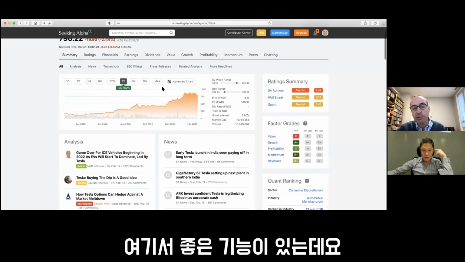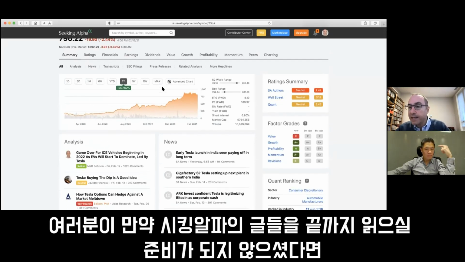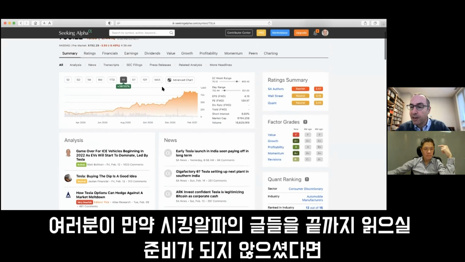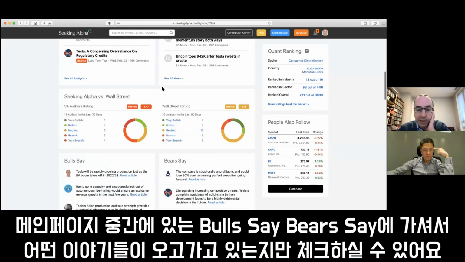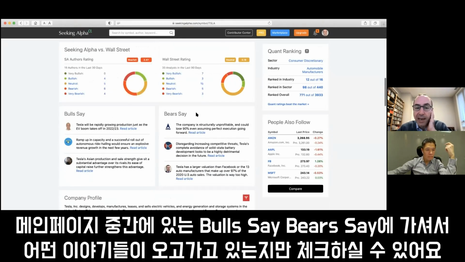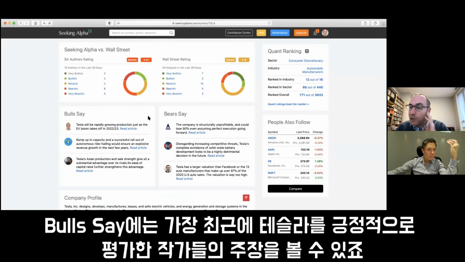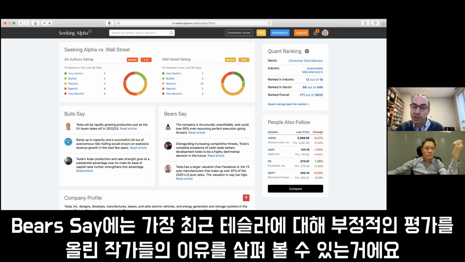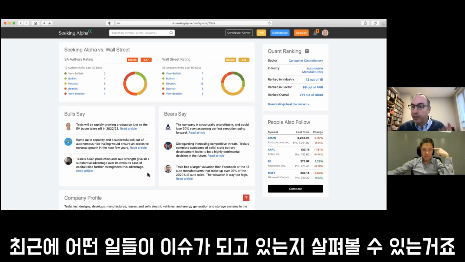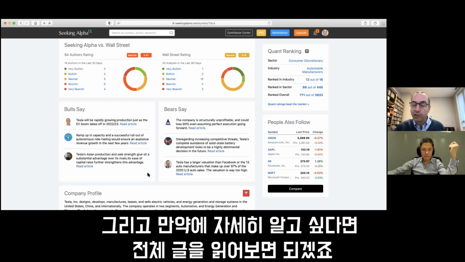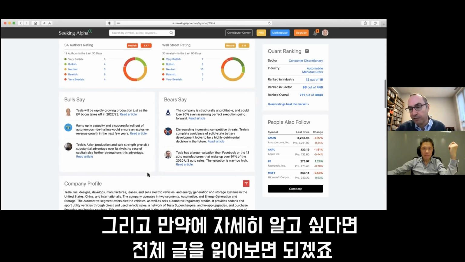The other thing which I think is really valuable is, if you're not yet ready to read whole articles on Seeking Alpha, you can also get a sense of what people are discussing on the main page for Tesla in this unit here called Bulls Say and Bears Say. So for the people who are bullish on the stock, here are the reasons they've given most recently for why they're bullish. And for the people who are bearish, here are the reasons they've given for why they're bearish. So again, in about 3 minutes, you can get a sense of what the key issues are. And then if I want to drill down and read a lot more, I can do that.